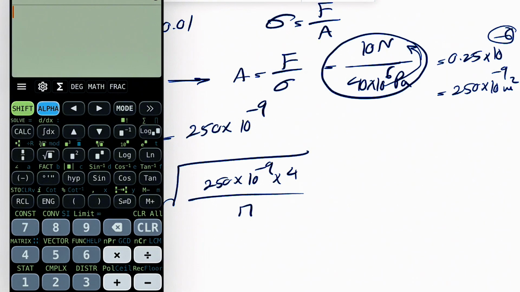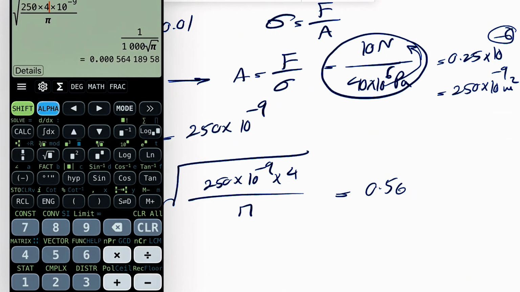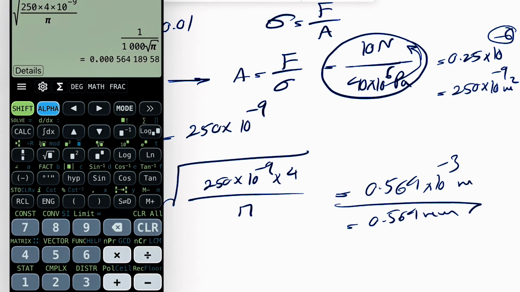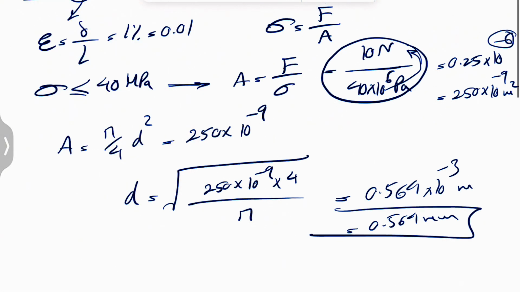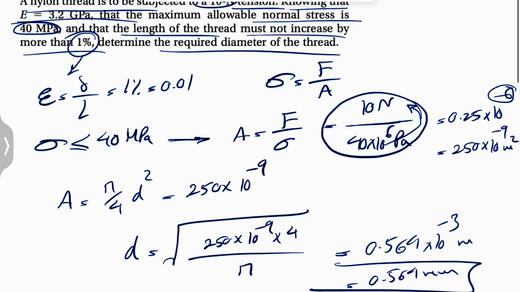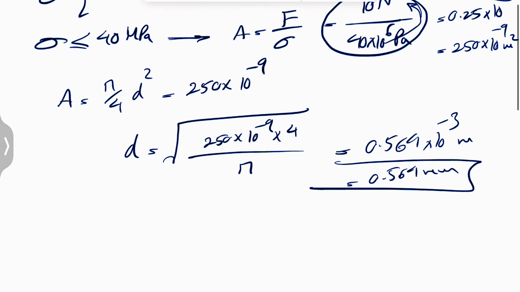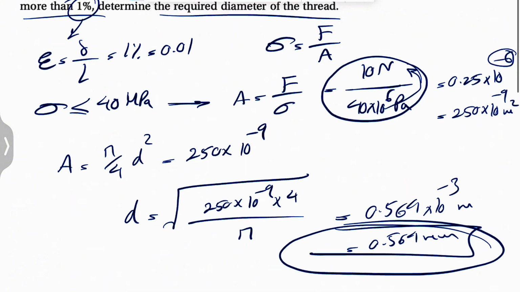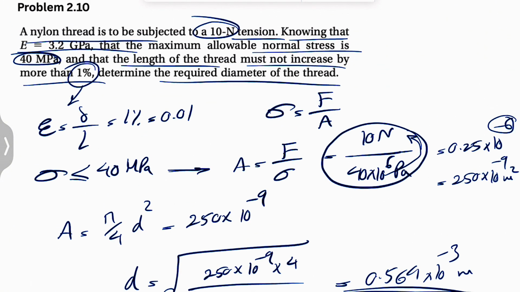Let's see what we get. 250 times 10 to the minus 9, we're going to have a pi in here. Oh, I missed the times 4 in here. So that's going to give us 0.564 times 10 to the minus 3 meter, or 0.564 millimeter. So that's what we have based on our stress criterion. That's one area and one diameter that we found based on the stress that the question is giving us.